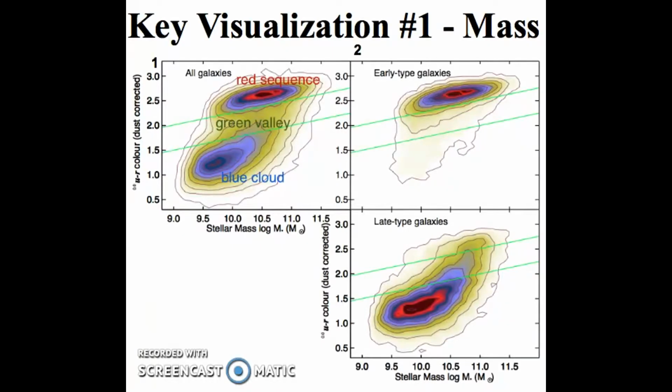Key visualization number 1 analyzes the mass of each type of galaxy. In Figure 1 in the upper left-hand corner, the stellar mass of the galaxies is split by color. Figure 2 on the right side shows that red ellipticals in general have a higher mass than blue spirals. The average stellar mass for red ellipticals is about 10.5 log m, and for blue spirals it is about 9.7 log m.